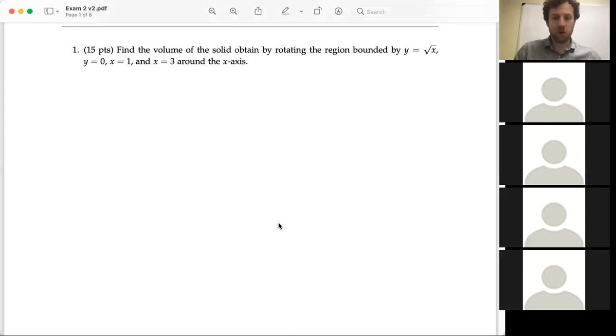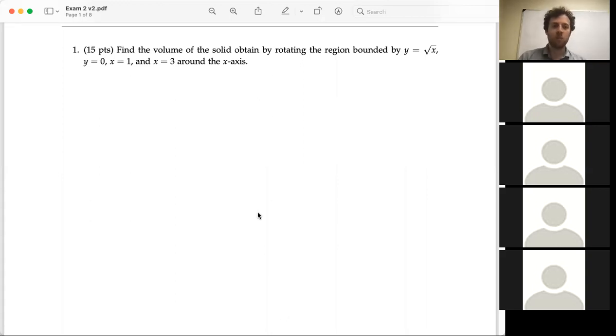So starting with problem one. Here we're forming a solid by rotating the region bounded by these four curves. Well, three of them are lines, and then the square root of x curve. So we have the square root of x, y is 0, x is 1, and x is 3, and we're rotating this around the x-axis.